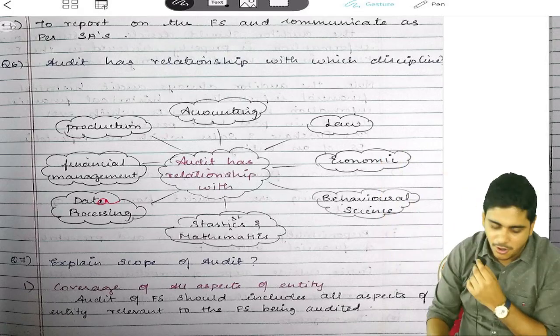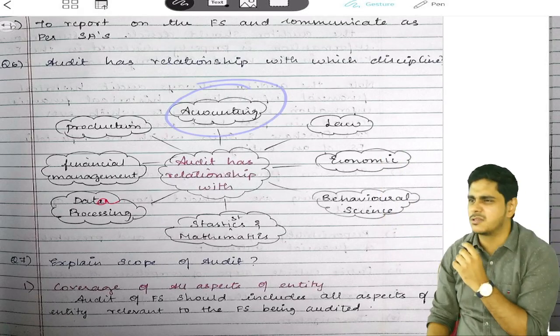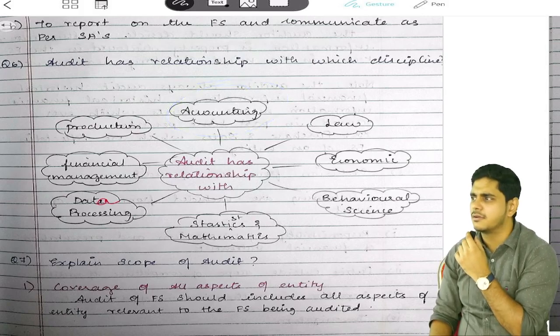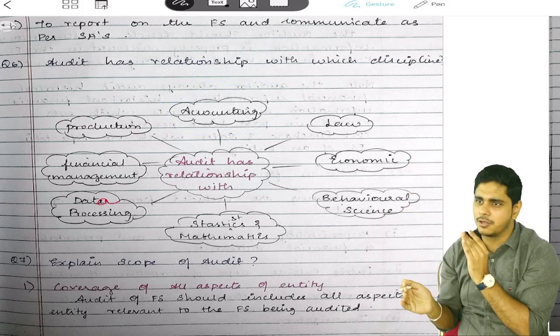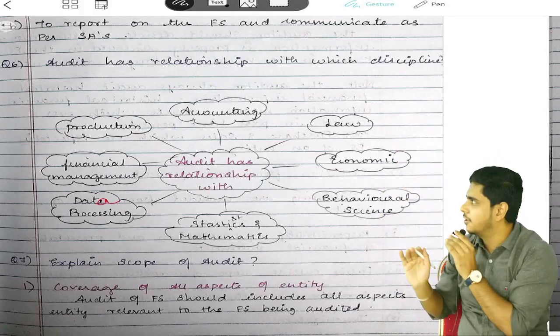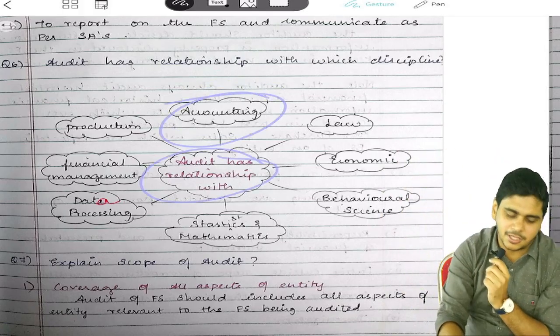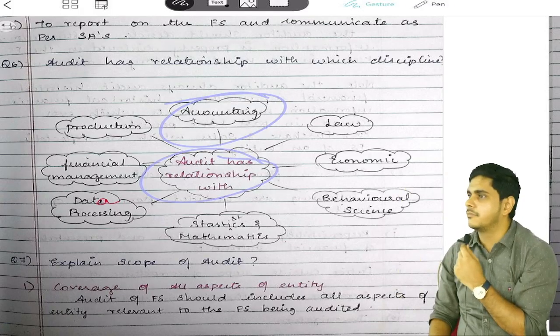Now understand. Audit has relationship with accounts. Why?